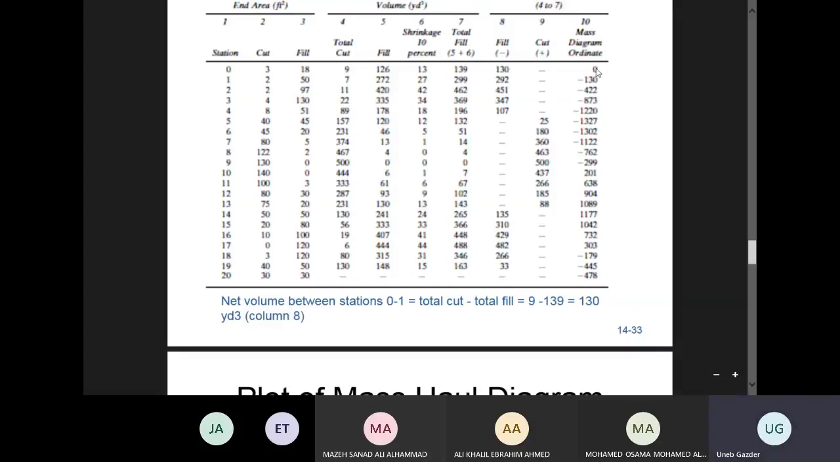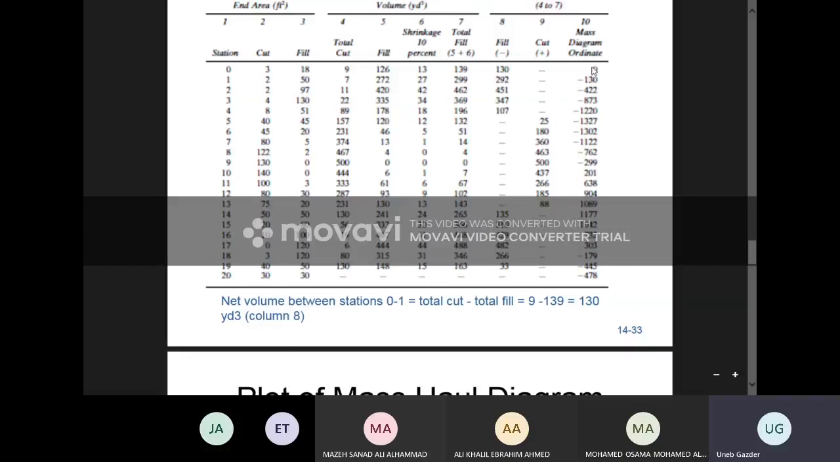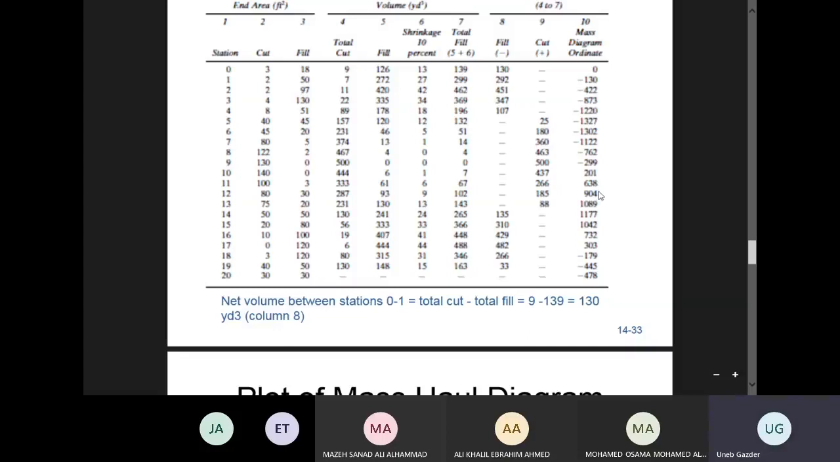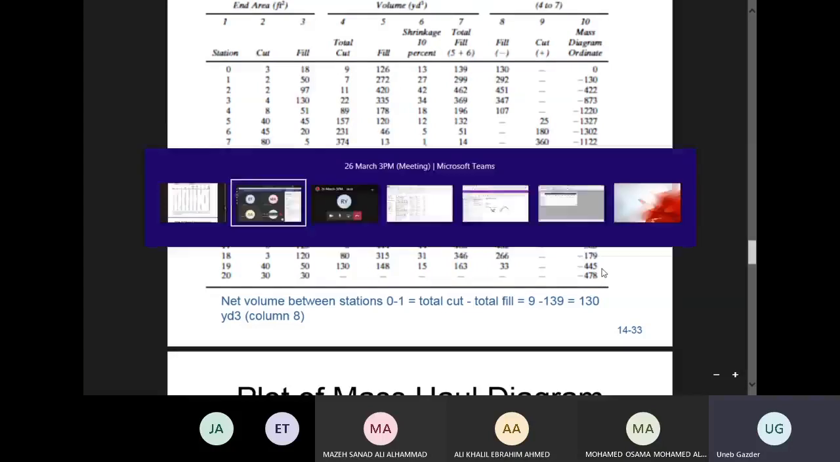In the last column, you have to do cumulative starting with 0, as I told you earlier. So 0 minus 130 will give you minus 130. Then minus 130, minus 292, minus 422, and so on. So you have negative numbers here, then some positive numbers, then in the end it goes to negative again.